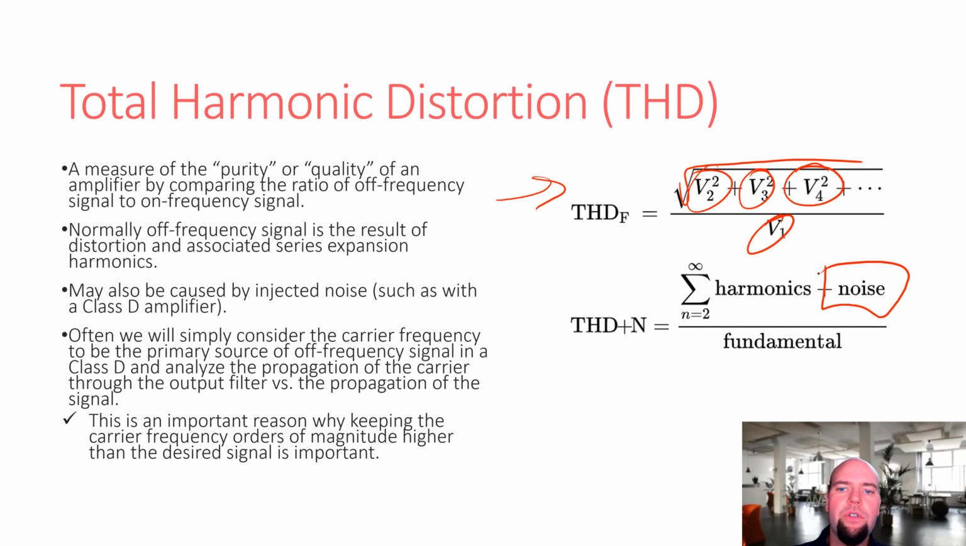So total harmonic distortion plus noise is probably the more common one that you'll see. This is a way of saying all the junk at the output of the amplifier that's not what you want it to be, divided by what you want it to be. That's the total harmonic distortion plus noise. And a lot of times, analyzing these is fairly straightforward.